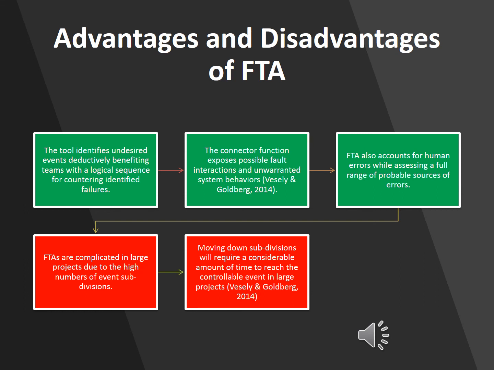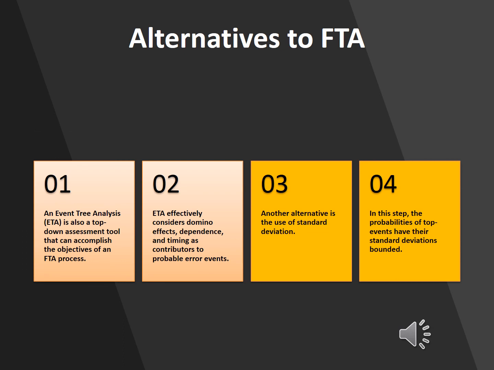Here are some disadvantages. Now, for large projects, the use of FTA becomes a complicated process due to the high number of event subdivisions. FTA can only be applied by personnel with knowledge of the constituents under assessment. Number 2, in addition to the complexity in moving down subdivisions, it will require a considerable amount of time to reach the controllable event. Here are some alternatives to FTA and ETA.